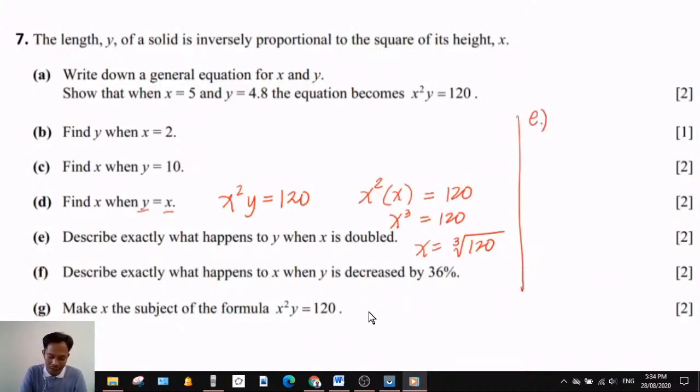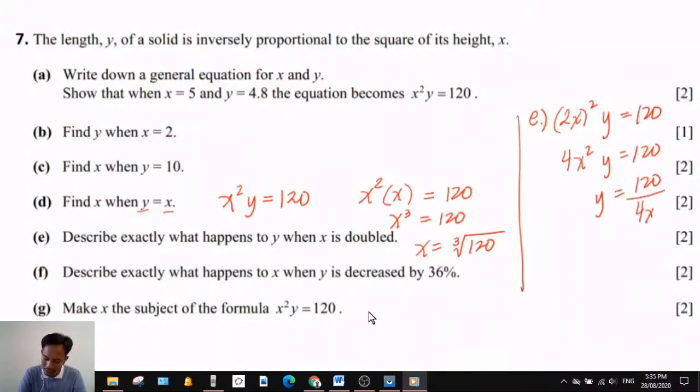How are we going to describe exactly what happens to y when x is doubled? So you just basically double the value of the x. Okay, so it will become 2x squared. Okay, then y is equal to 120. So it means it will become x squared times 4, y is equal to 120. Y is equivalent now to 120 divided by 4x squared. Y is equal now to 120 divided by 4, is equivalent to 30 divided by x squared.